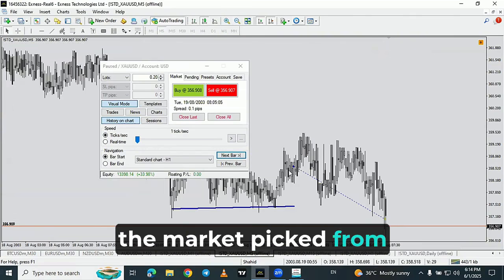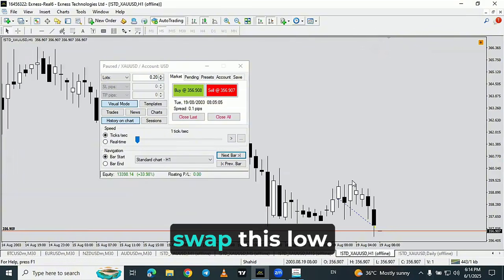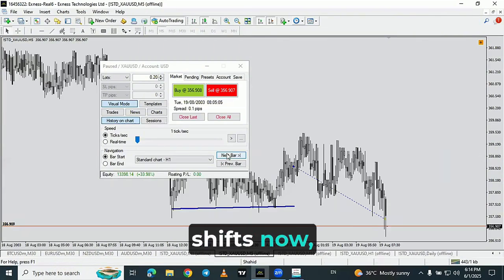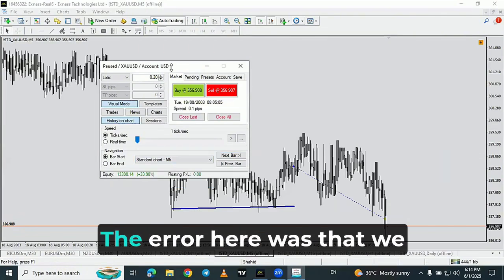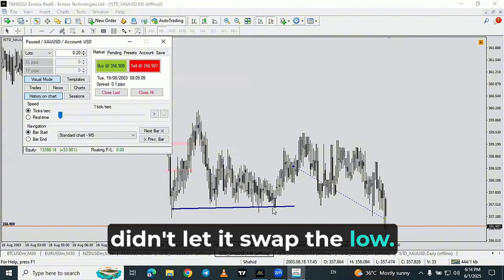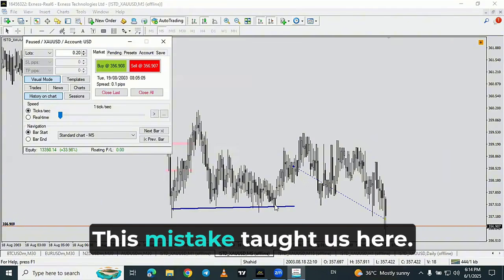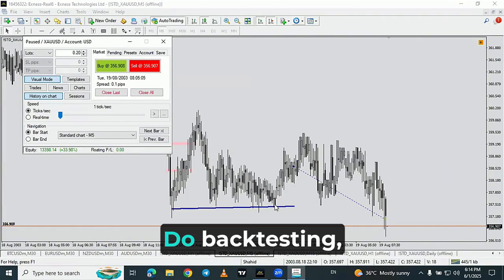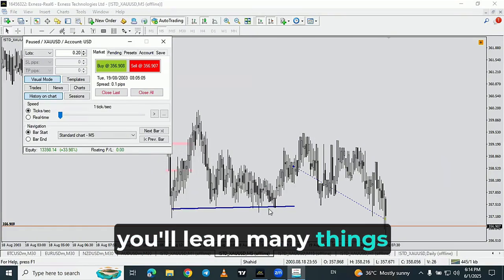Look, the market picked from here to here and then it has to swap this low. I was telling you, if the market structure shifts now, it will be a confirmation trade. The error here was that we didn't let it swap the low. It took the entry before. This mistake taught us here. If you do backtesting, you'll learn many things like this.